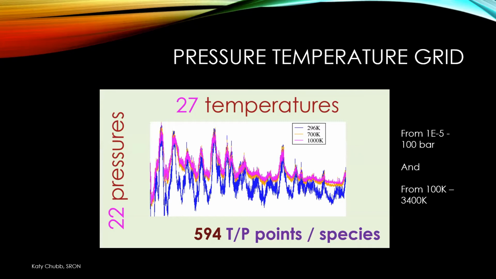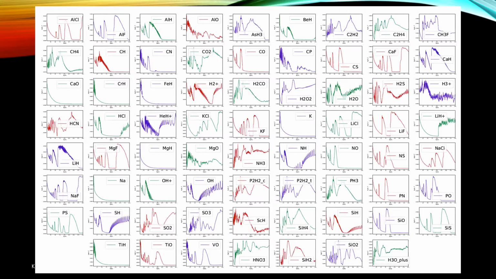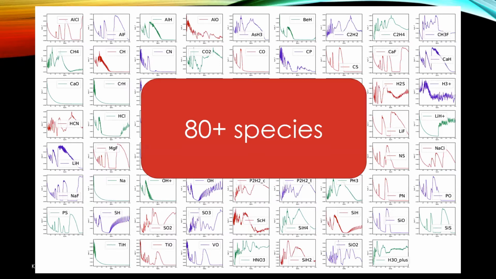So for this database, for each molecule, we computed cross-sections for 22 different pressures and 27 temperatures. So that's 594 temperature pressure points per species, going from 1 × 10⁻⁵ to 100 bar, and from 100 to 3,400 Kelvin. And this is just an example of some of the many species available as part of this database. In total, including isotopologues, there's over 80 species.